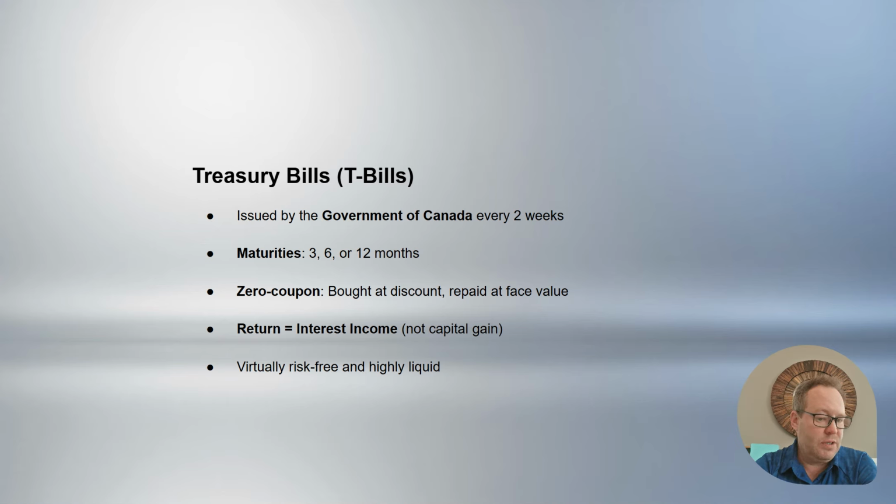You might say, for example, buy a T-bill at $98 and it matures at $100. So that $2 difference is the interest that you have earned on that T-bill. It might seem like it is a capital gain, but it is actually considered interest if it is coming from a treasury bill. You would consider this virtually risk-free and highly liquid, again, because it is issued by the government of Canada.